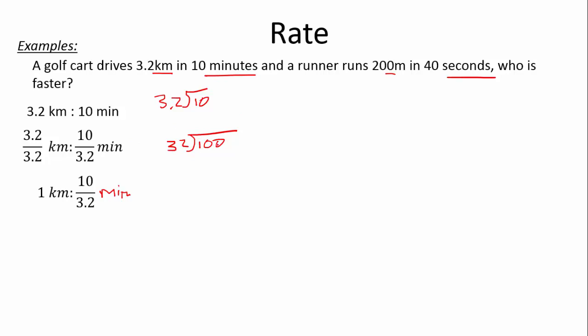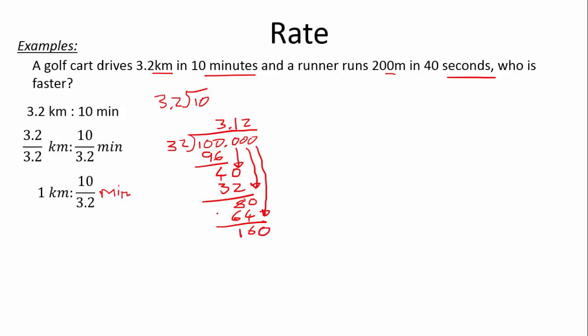How many times is 32 going into 100? 3 times. 3 times 32 is 96. 100 minus 96 is 4. We have our decimal here. We can add a whole bunch of zeros if we wanted. We bring a 0 down to make that 40. How many times is 32 going into 40? Once. 1 times 32 is 32. 40 minus 32 is 8. We bring another 0 down to make that 80. 32 goes into 80 twice. 2 times 32 is 64. 80 minus 64 is 16.